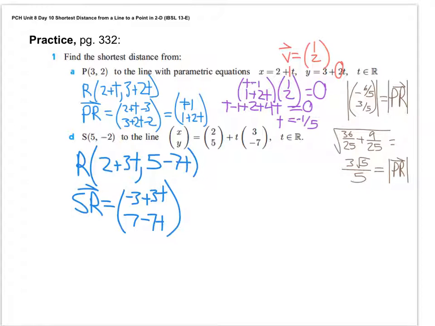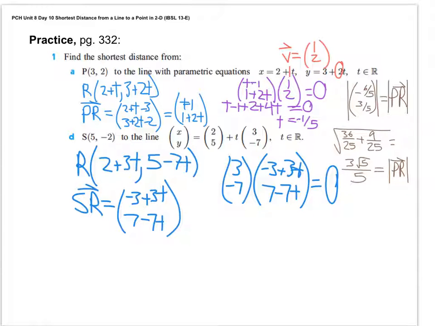All right, good. Dot product. So there's our vector. What are we doing the dot product with? The vector 3, -7. So we're going to find the dot product of 3, -7 with what we just got, -3 plus 3t and 7 minus 7t, and that should equal 0.